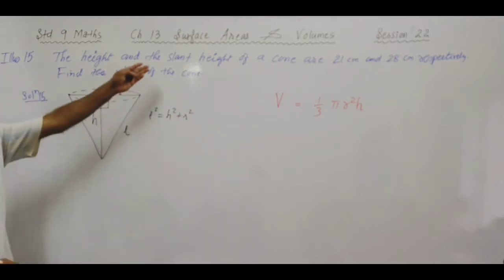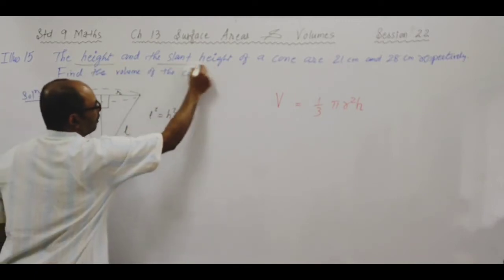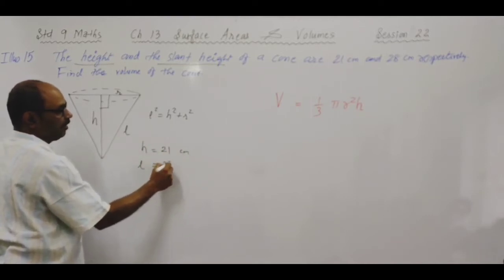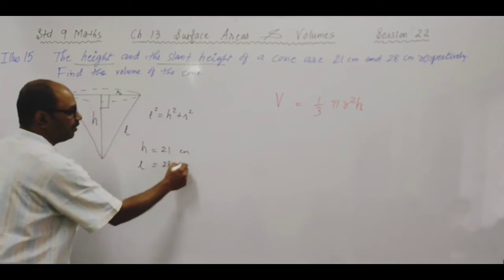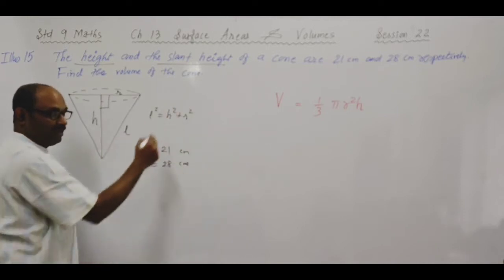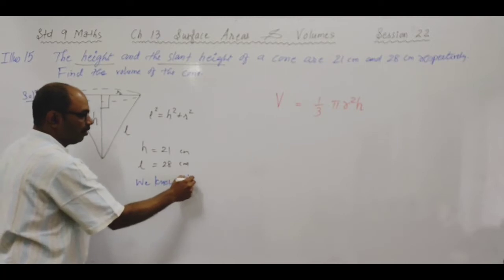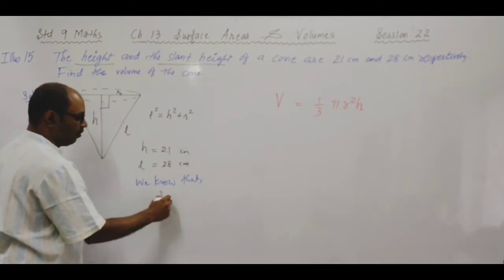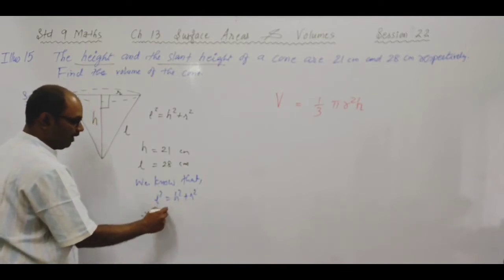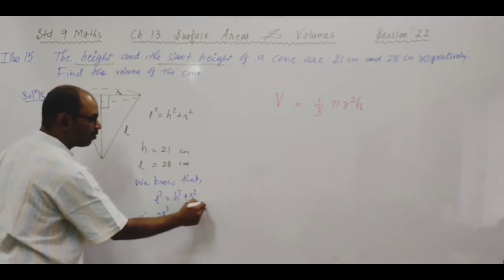The information tells us first is height, so h, and then slant height, that is L. H is 21 centimeter and slant height is 28 centimeter. Correct? Let's find out the radius first. If you want to calculate volume, we know that L square is equal to h square plus r square. L is what? So 28 square is equal to h is what? 21 square plus r square.